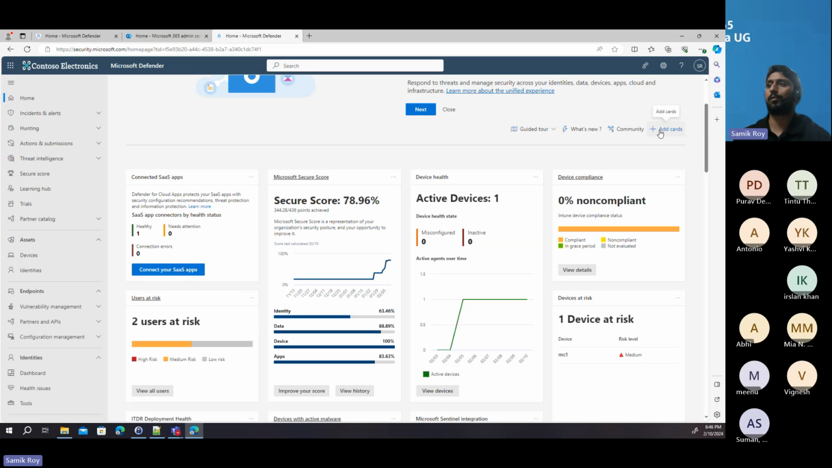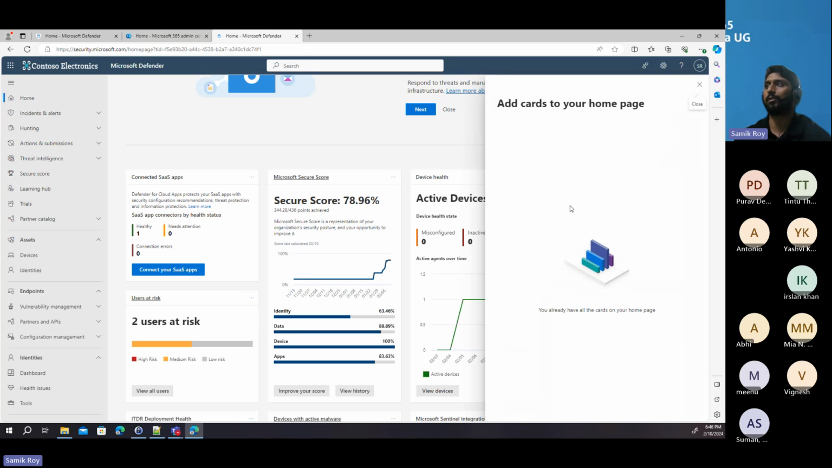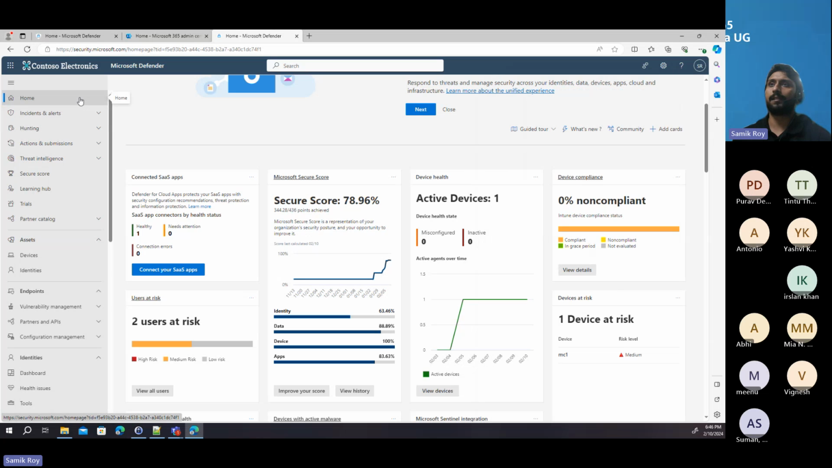And then you can also remove something, and you can also add a card on the right-hand side top. As I've added all the cards by default, you don't have anything else, but once you remove, you get to add them back again, right? So that's what the home page is about. And in the left navigation, we have the home section on the top, which is basically a combination of all the Defender products you have access to. The left navigation is also defined in a way that you will have access to security.microsoft.com, but the left navigation will be populated based on the license and the permissions assigned to you.